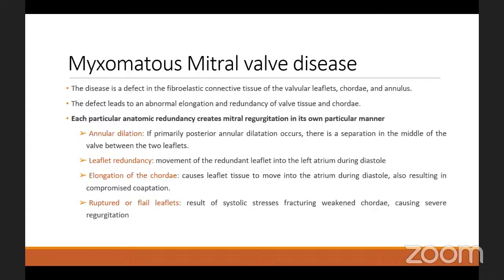If we have a ruptured or flail leaflet, which is usually a result of systolic stresses fracturing the weakened chordae and causing a severe regurg. So each one of these abnormalities can happen with myxomatous mitral valve disease.